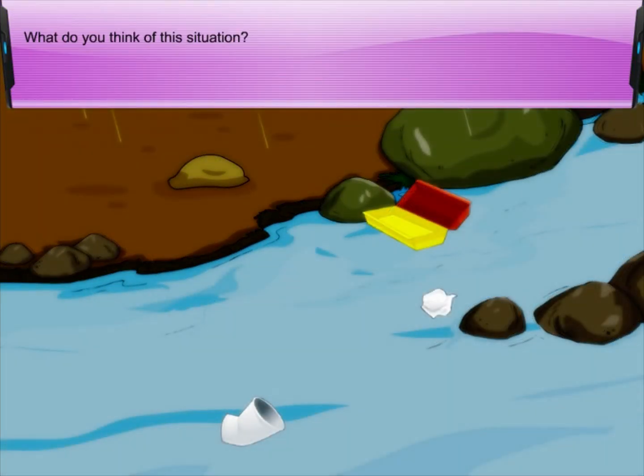What do you think of this situation? Will this affect the quality of our water resources? Discuss this with your friends.